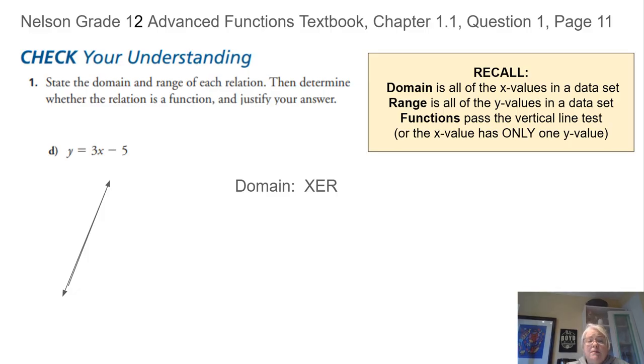For the range, the same is true. The graph is going to keep going up higher and higher, and lower and lower, from positive infinity to negative infinity. So you would say that y is an element of real numbers, and that is how you would write the range. Is this a function? Well, does it pass the vertical line test? Yes, it does. It is a function. Justification: it passes the vertical line test.